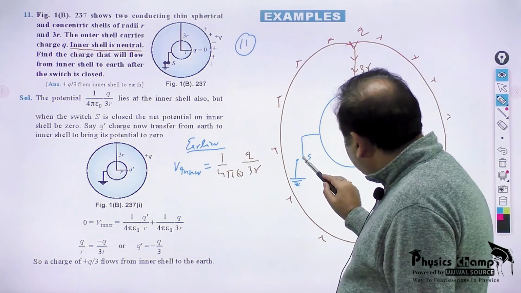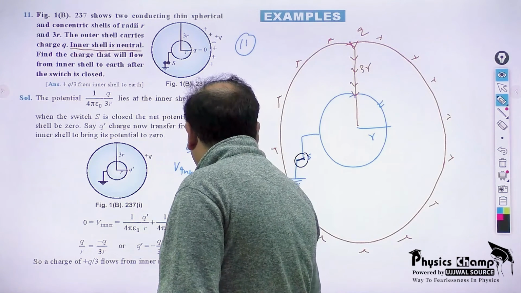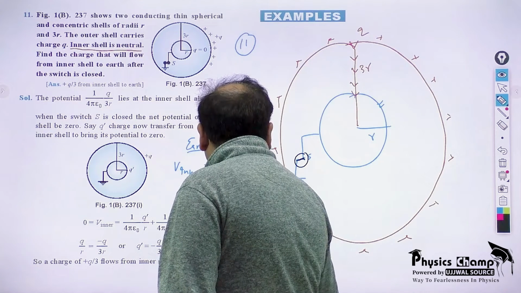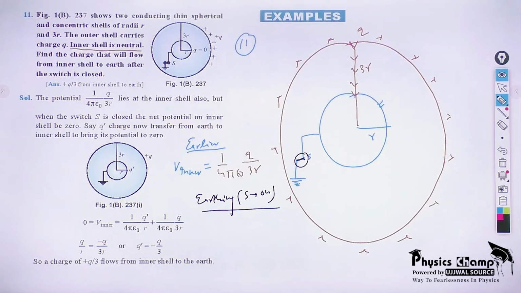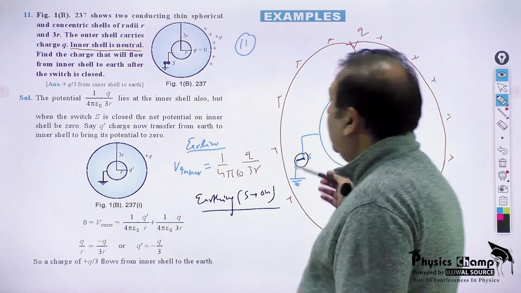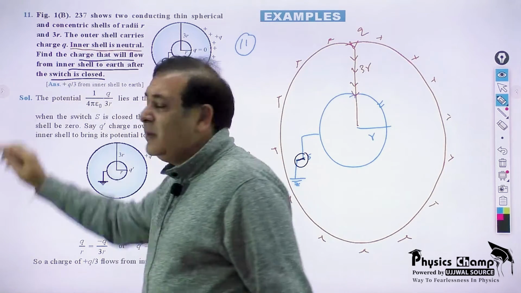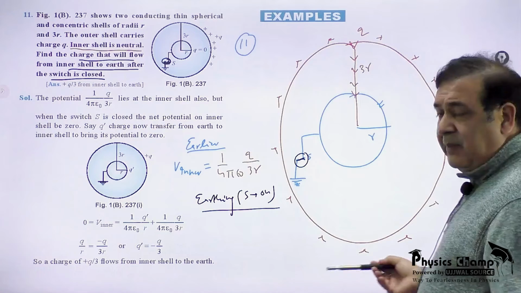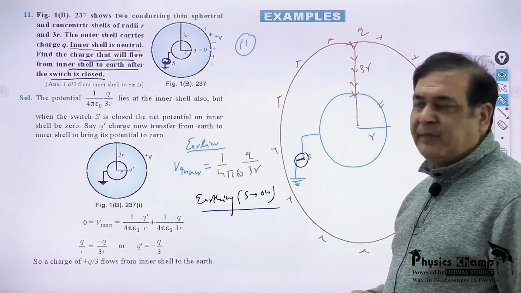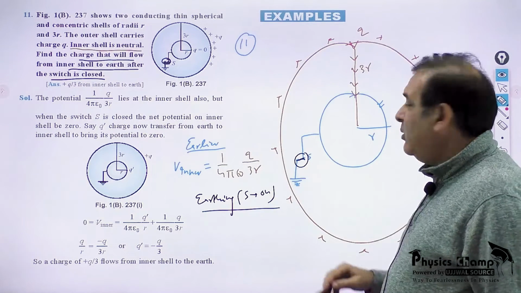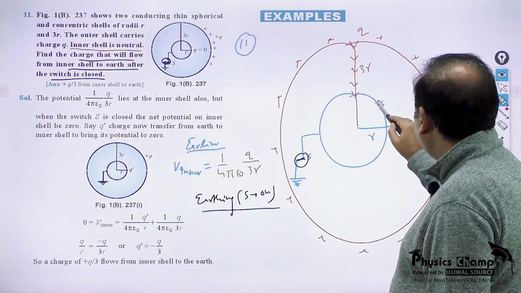We connect the switch on, so earthing takes place. The question is, if this switch is made on, find the charge that will flow from the inner shell to earth. Earlier the potential was q by 3r, but now you have earthed it, so the net potential here has to be 0. For that, it may have some charge, say q dash.